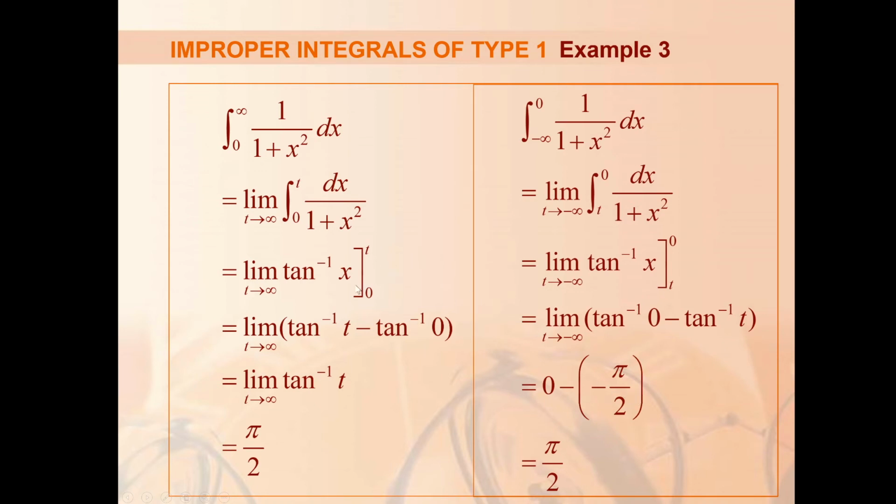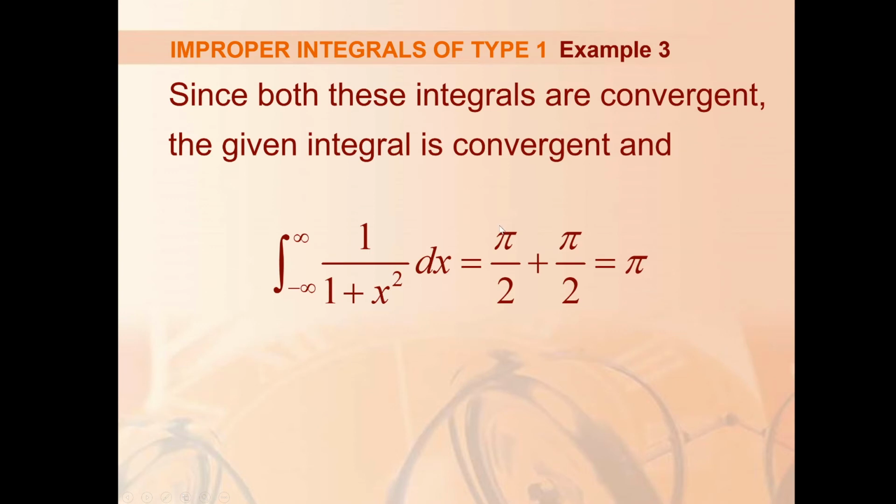So we do have inverse tangent of x, FTC part 2, and then plug in infinity. So we do have inverse tangent of infinity, which is pi over 2, and then inverse tangent of negative infinity, that'll be negative pi over 2. So 0 minus negative pi over 2, that'll be pi over 2. And then eventually we want to combine them together. So it's pi.